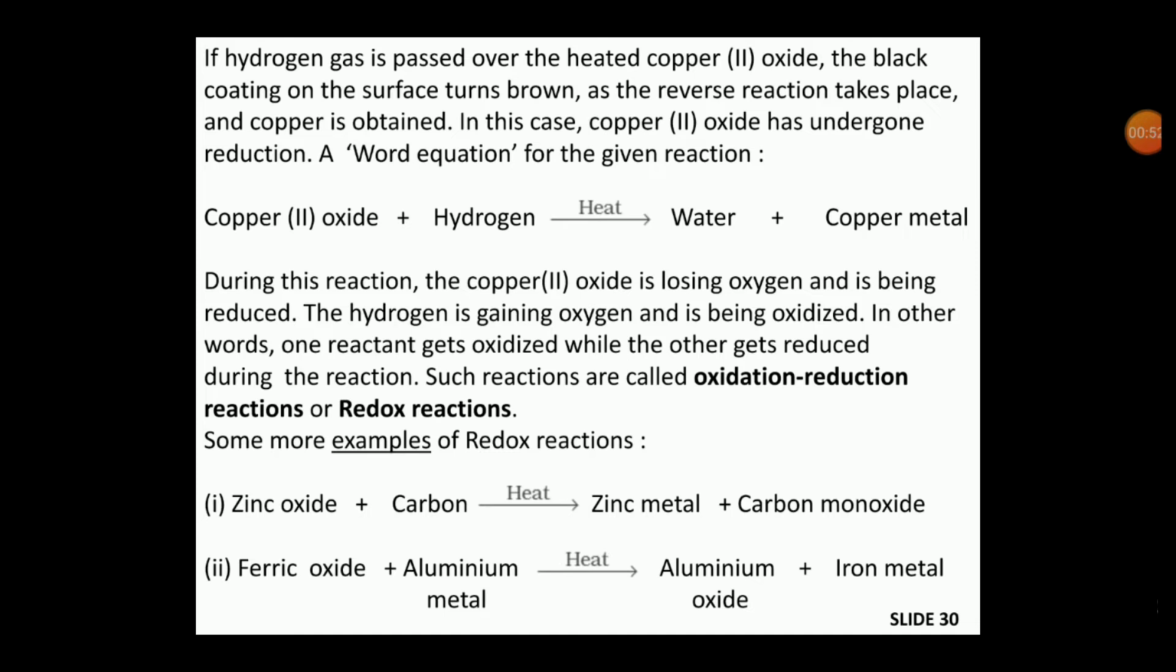It is worth noting that all single displacement reactions are redox reactions also. Some more examples of redox reactions are given for your reference. 1. On heating, zinc oxide reacts with carbon to form zinc metal and carbon monoxide. 2. On heating, ferric oxide reacts with aluminum metal to form aluminum oxide and iron metal.